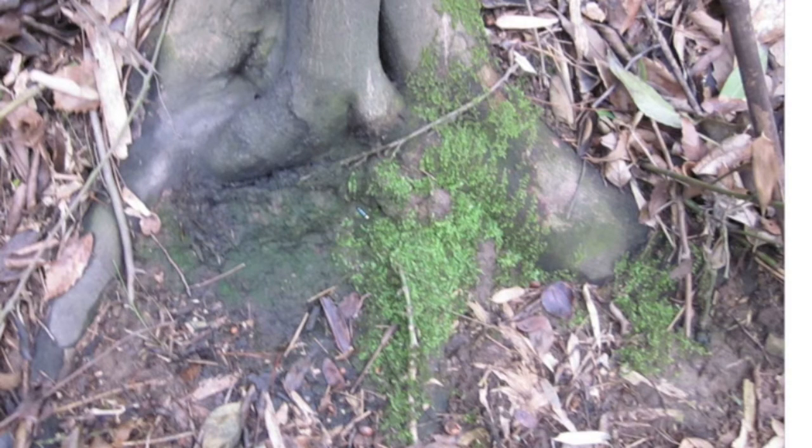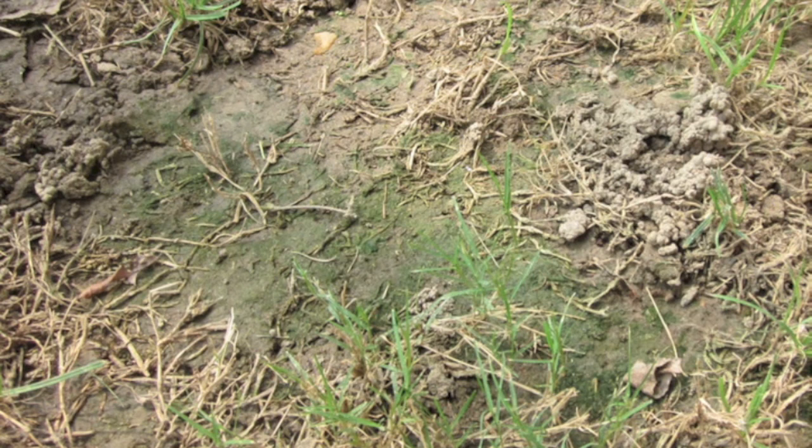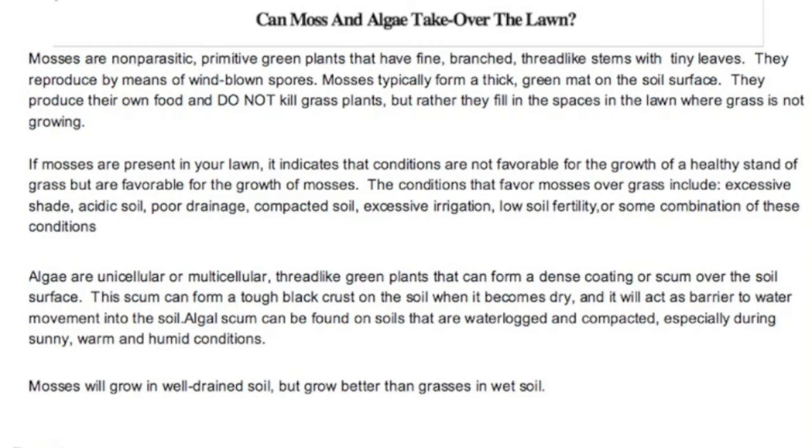Here in Wuxi, China, we see at the root of this tree algae in the wet areas and mosses on the drier parts of the root. Here at Shanghai American School, in this hollow area of soil, we see algae growing. But here in this well-drained area, we see moss.